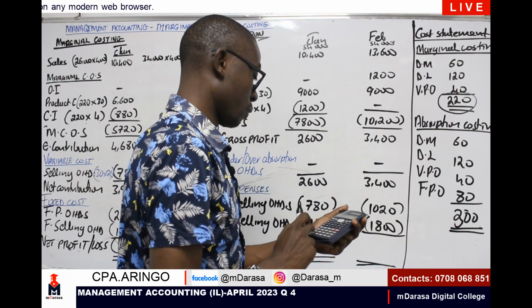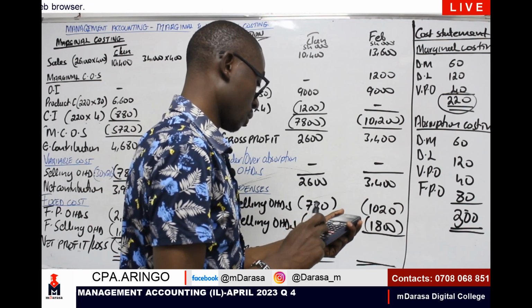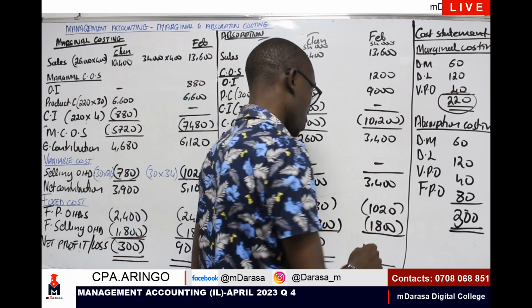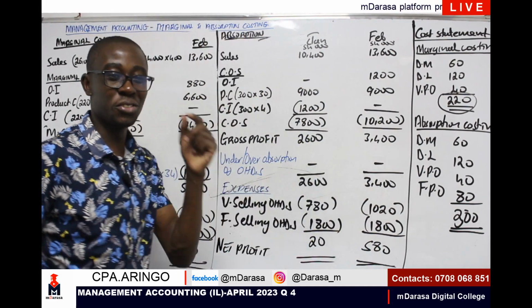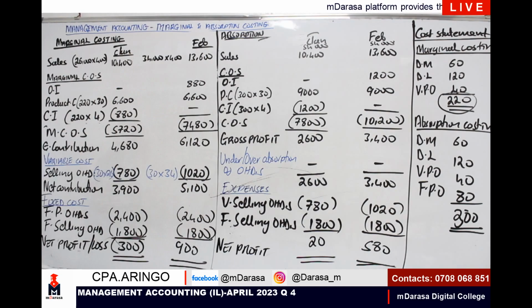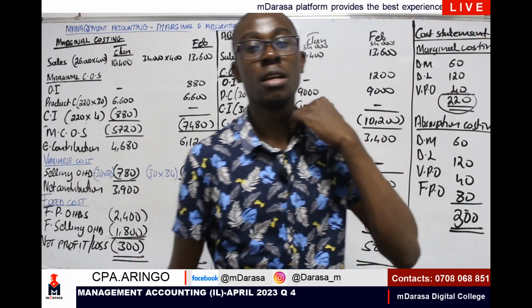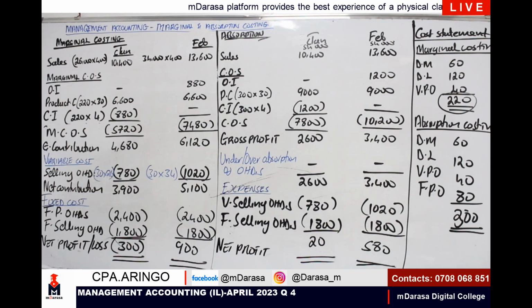The other one, 3.4 minus 1020 minus 1800, that should give us what? 580. So that is what you are expected to do in this question of ours, my good student, for us to earn the 12 marks. For us to earn the 12 marks, that is what you are expected to do.